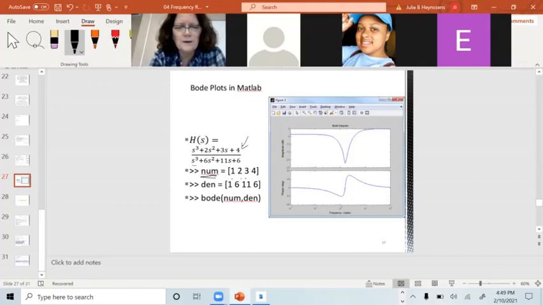So this is 1 times s cubed plus 6s squared plus 11s plus 6. And then I just type in, it's a built-in function in MATLAB called bode. And you just put in bode, whatever you named your numerator polynomial, comma, denominator, and you can get these Bode plots. And if we look here, MATLAB defaults to radians per second, so you don't have to worry about dividing by 2 pi. Multisim probably defaults to Hertz, and the difference is omega equals 2 pi f.